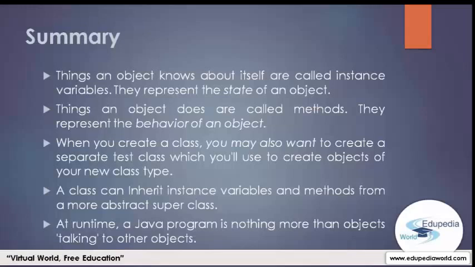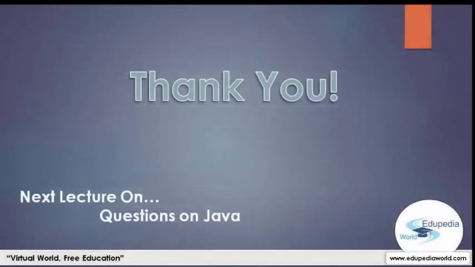When you create a class, you may also want to create a separate test class which you'll use to create objects of your new class type. So we call it a driver class. A class can inherit instance variables and methods from a more abstract superclass. We'll come to that point later in more detail. At runtime, a Java program is nothing more than objects talking to other objects. And that's all we've got here in this episode. From the next lecture, we are going to try out some serious questions in Java on the points that we have covered. So thank you for watching and see you in the next lecture.